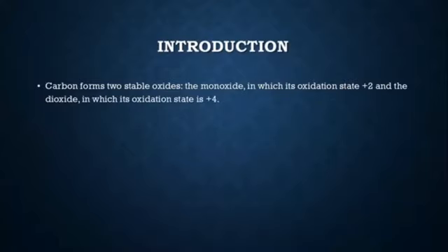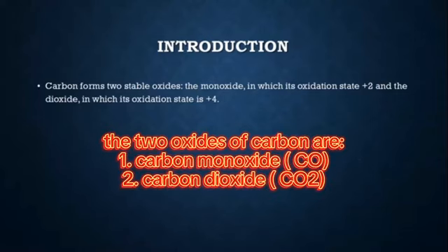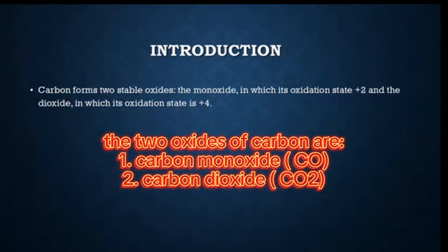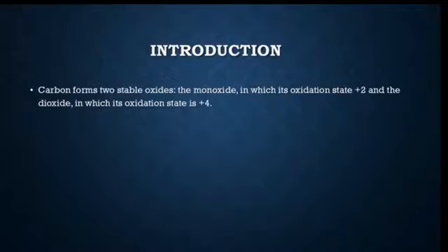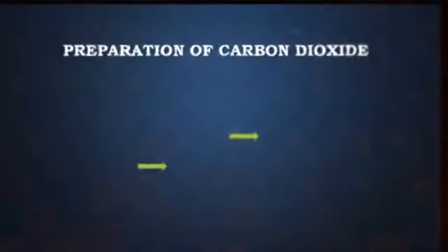You have the monoxide, in which its oxidation state is +2, and the dioxide, in which the oxidation state is +4. So the first one, which is called monoxide, we call it CO, or carbon monoxide. The oxidation state of carbon there is +2. If you go back to calculation of oxidation number, you can compute the oxidation state of carbon in carbon monoxide. So that's why we call carbon monoxide carbon 2 oxide. And carbon dioxide is called carbon 4 oxide, simply because the oxidation state of carbon is +4.